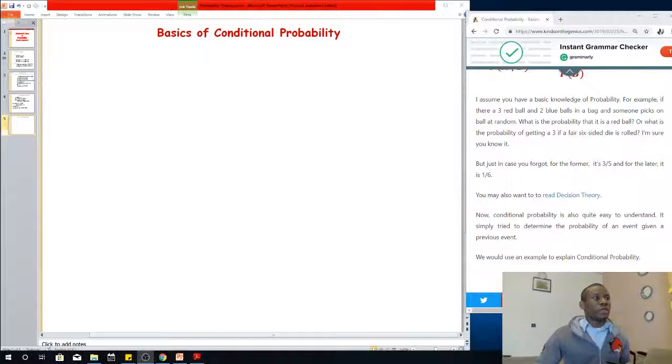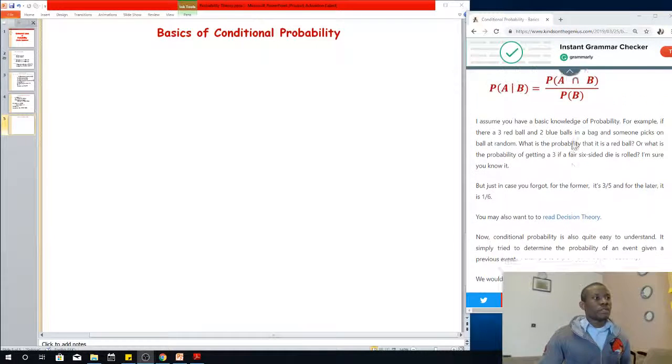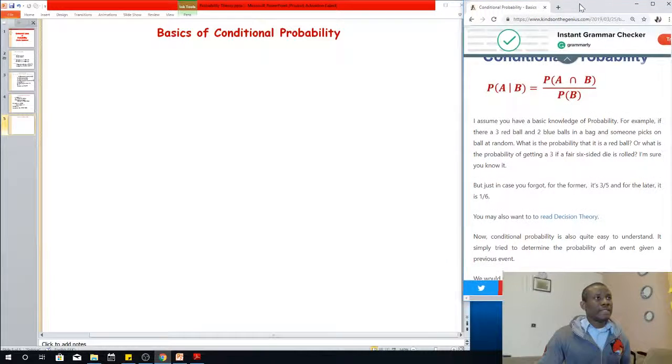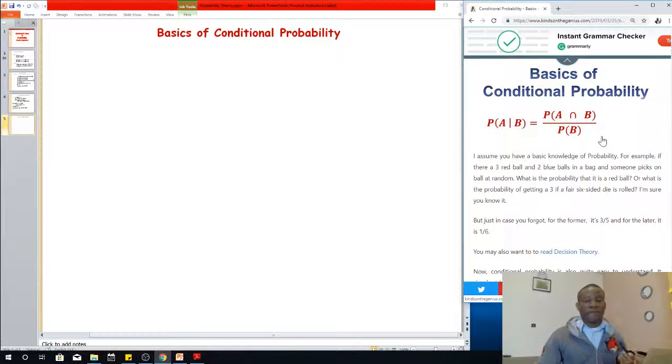Now, we are going to start with basics of conditional probability, and this is the first of the actual main probability class that we are going to be having. This is the first one. Now, what are the prerequisites? I assume that you have some basic knowledge of probability that something will occur given certain event.